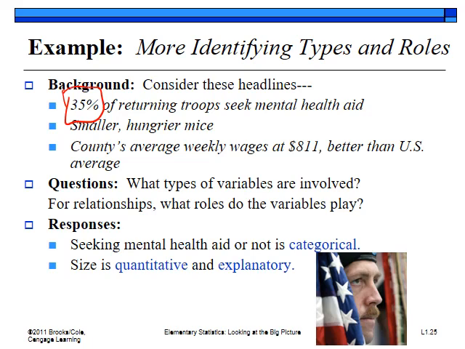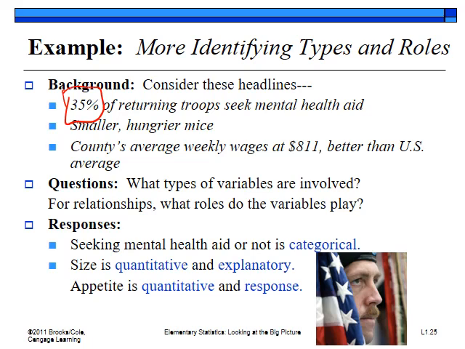For the mice, size is quantitative and explanatory. We would measure that in something small, ounces, grams, depending on which system of measurement you're using. And appetite is also quantitative and the response.